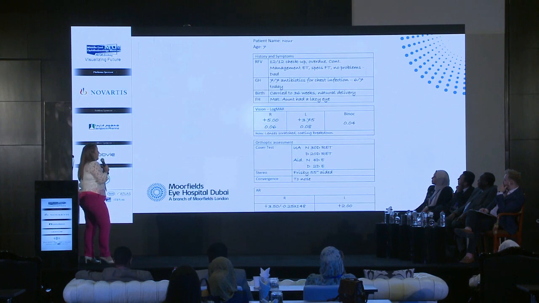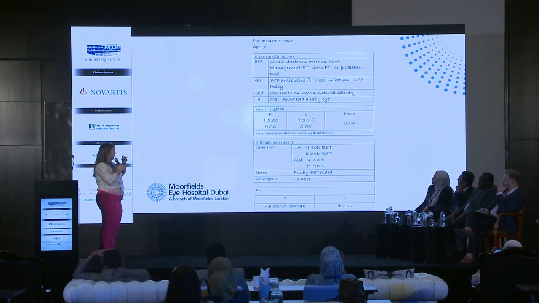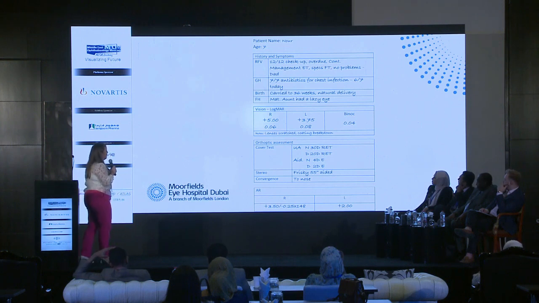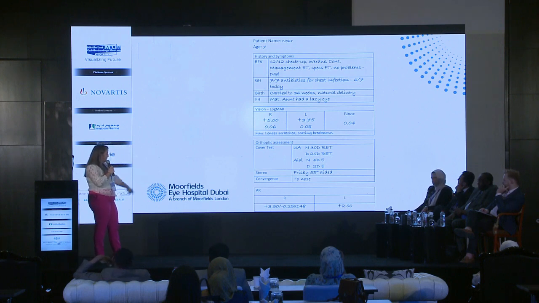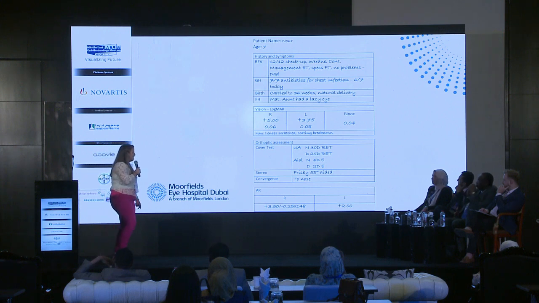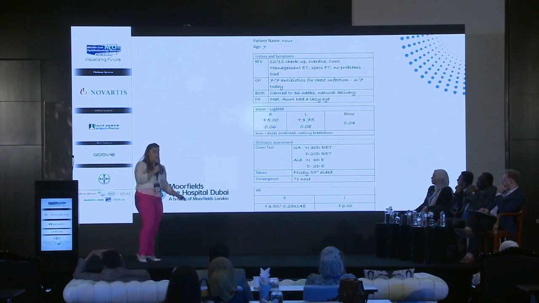This one, patient Noor, 7, this is her 12-month checkup. She's overdue a little bit. A management of an ET, she's wearing her glasses full-time, and dad doesn't think there's any problems, her general health and everything is okay, but maternal aunt had a lazy eye. So in her glasses, she's wearing plus 5 on the right, plus 3.75 on the left. Vision is all right. Her lenses are scratched, though, and the coating is breaking down. It's been 12 months. So orthoptically, everything is stable.